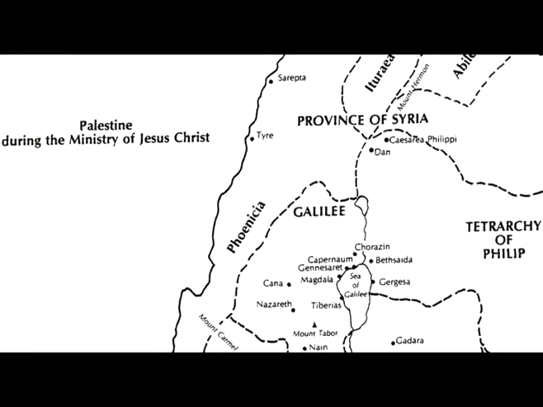Then you can count down to the 46th year, which brings us right back to where we started, His ministry at about 30 years of age, which is the 15th year of Tiberius. See how they all line up? So that's the purpose of those, and we'll get into those in more detail later on.